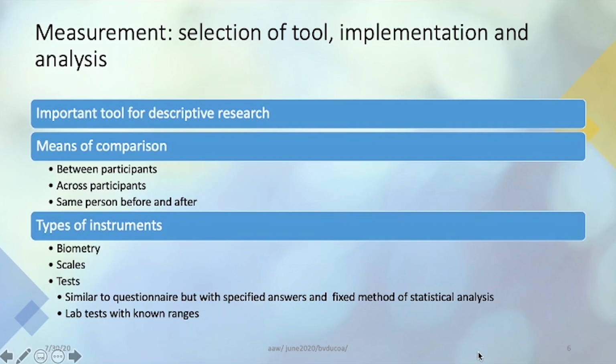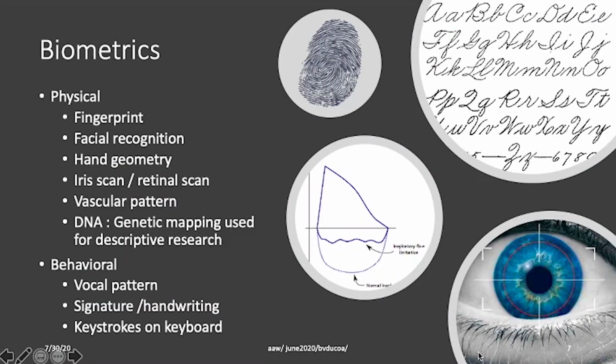Various types of instruments are used to measure any characteristic. There is biometry, there are various types of scales, and there are tests. In biometrics, there are two types: physical and behavioral. We all are aware about our fingerprints. Nowadays, this has become a very routine measure. Even if you want to enter a building in a metropolitan city, you have to use this fingerprint. On all the airports, facial recognition, iris scan, hand geometry, all these are done. The DNA mapping also comes in the category of biometrics.